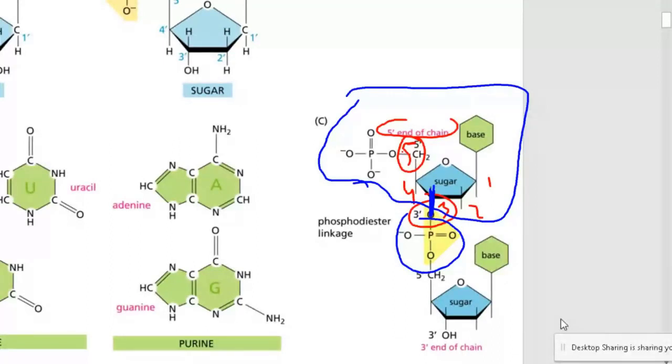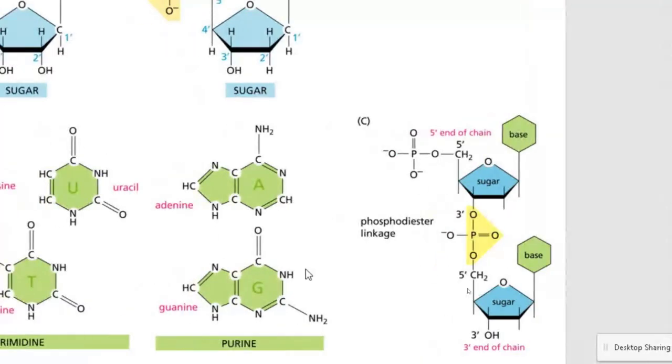When you have a long chain of these nucleotides, the first one has a free 5' phosphate group, and the last one will have a free 3' OH group. Make sense? Okay.